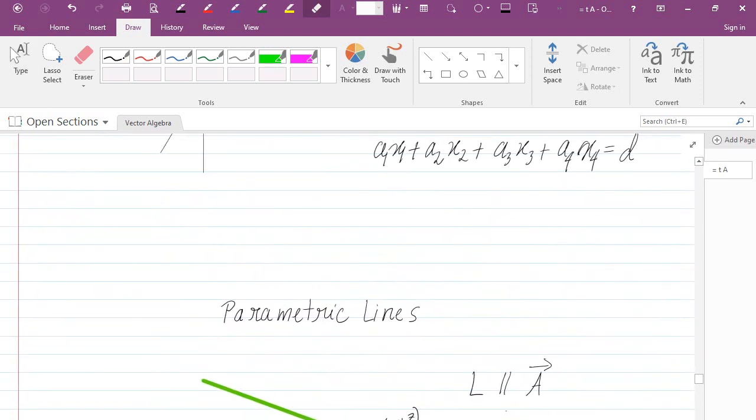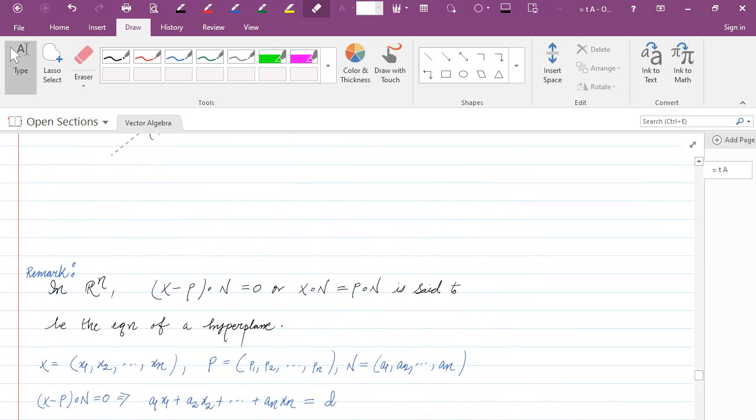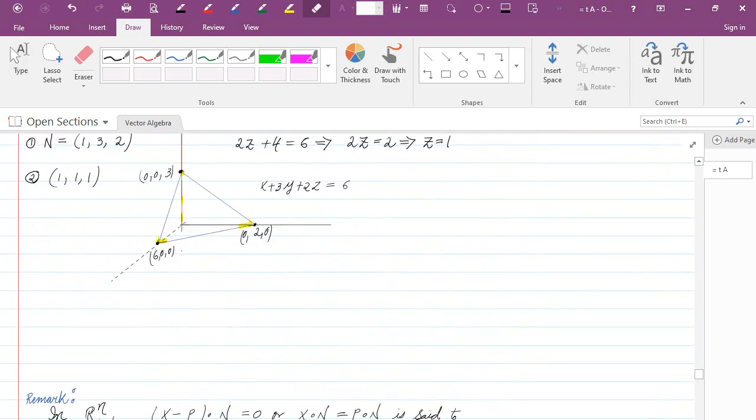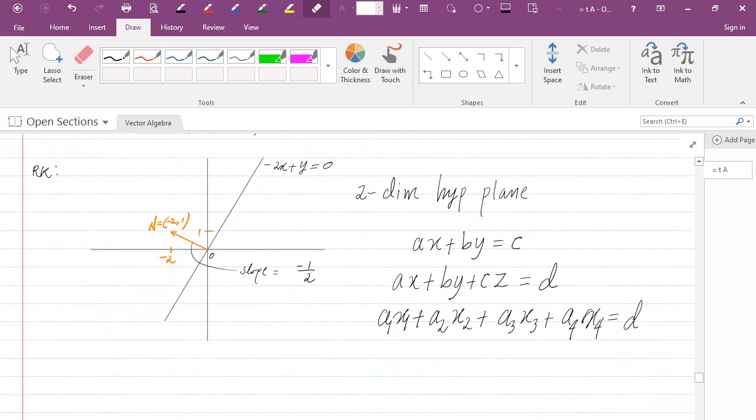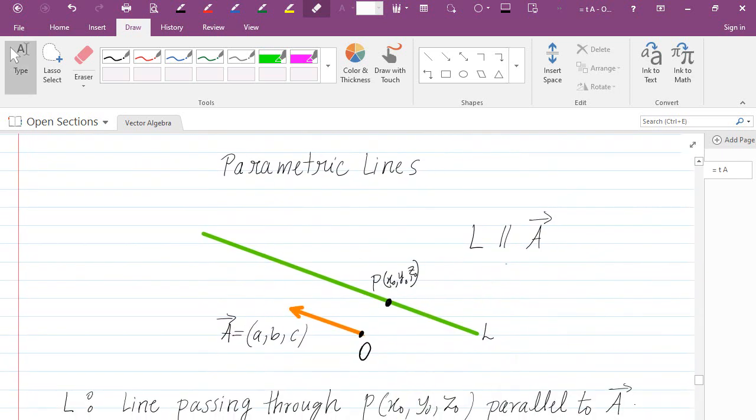Okay, so that's the end of my discussion on planes. In the next video, we will be looking at equations of straight lines in dimension 3 and beyond.